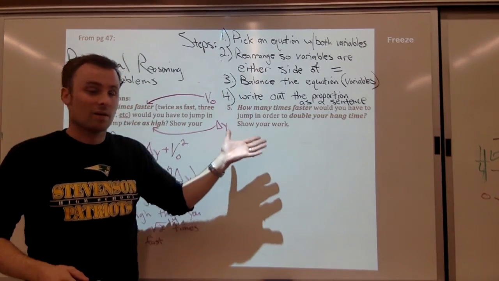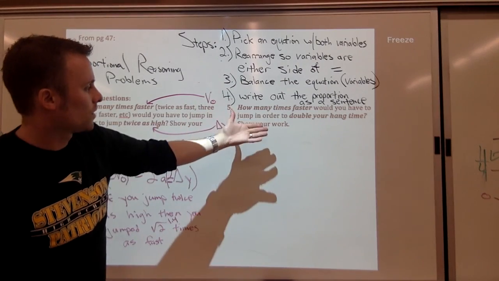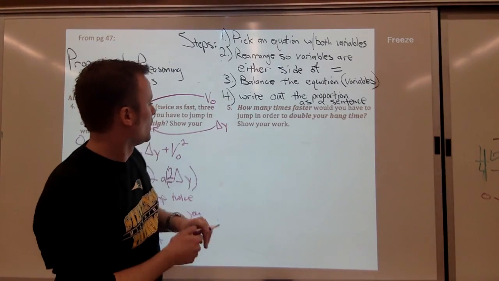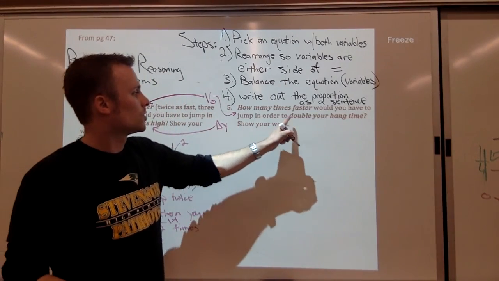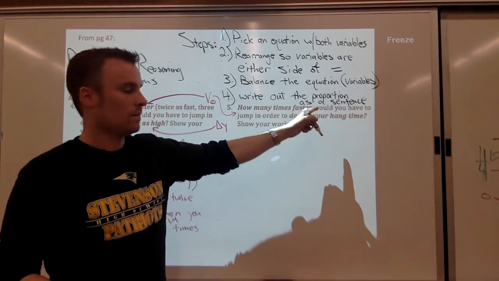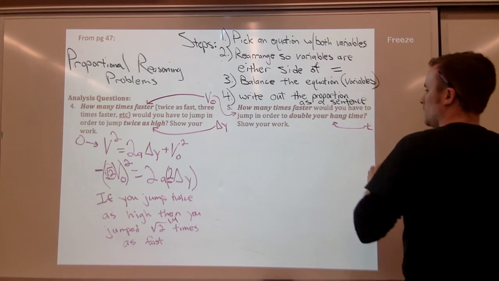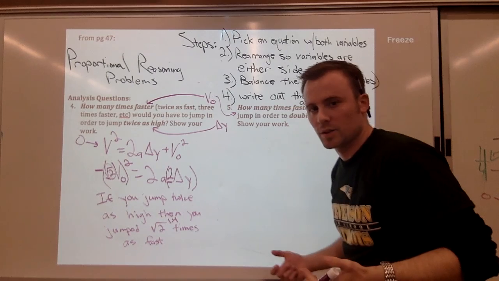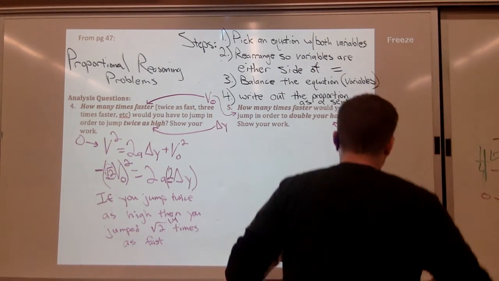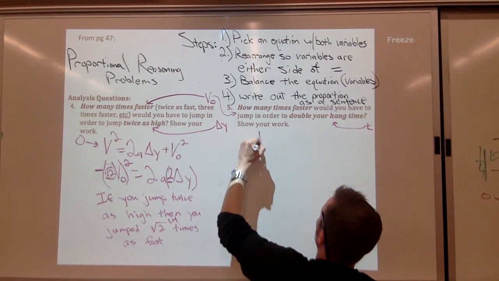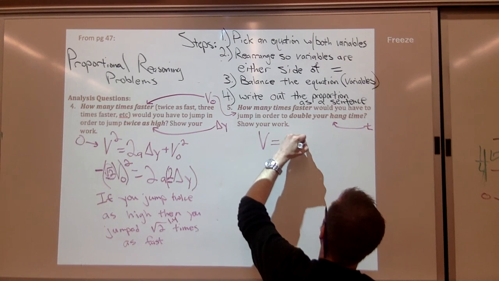Looking at number 5, I'm going to go through the steps right again. So pick an equation with both variables. Okay, let's look. How many times faster? Hey, that's our old buddy, v naught. Would you have to jump in order to double your hang time? All right, well, that's going to be t. So if you look through your kinematics equations, you can pick an equation that has v naught and t. So I'm going to pick velocity equals acceleration times time plus v naught.